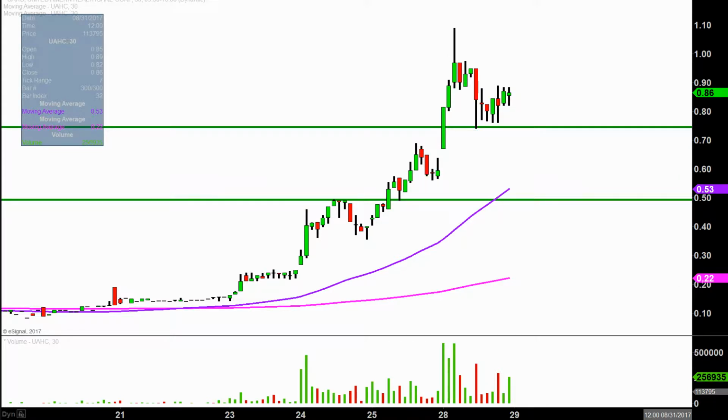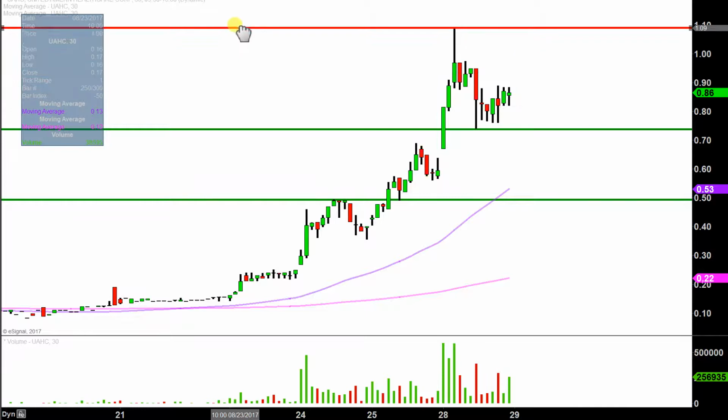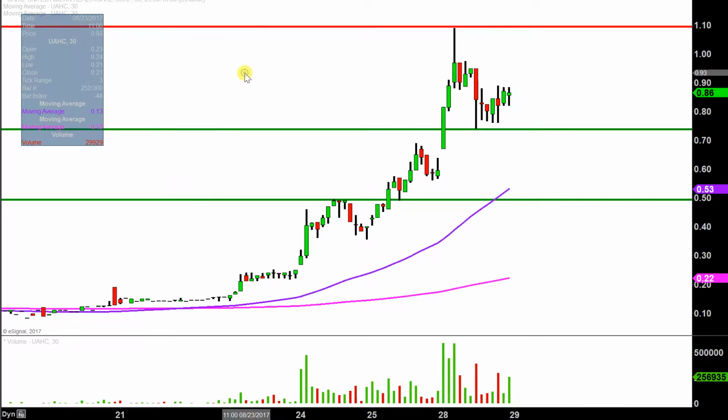Now, what about areas of resistance? Two main levels stand out. The first one is what I like to call the fun level of resistance, and that's right up there at $1.10. Why do I call it fun? Well, I'll be the first to admit it is fun to talk about testing previous highs and breaking new highs. That is a very fun discussion to have, and that's what $1.10 is representing as resistance.